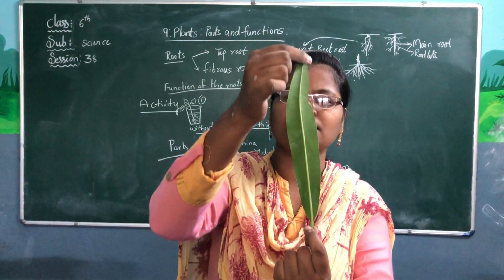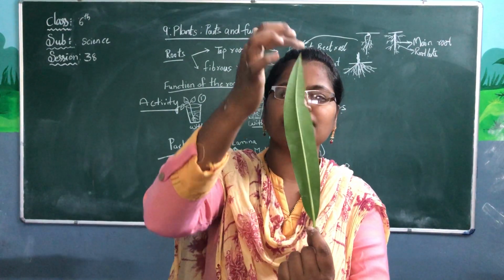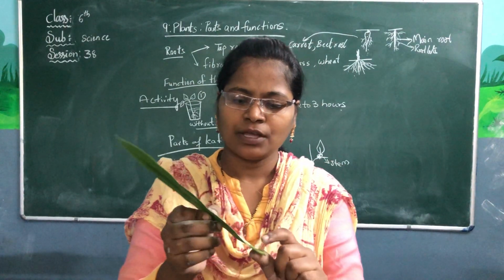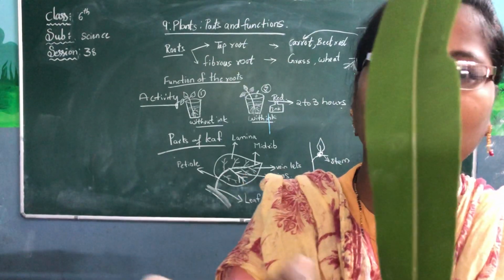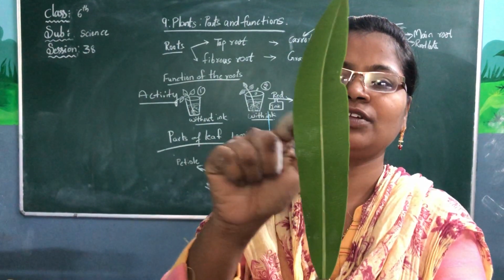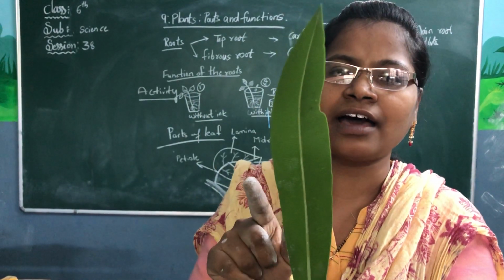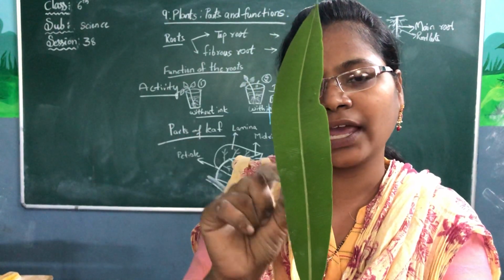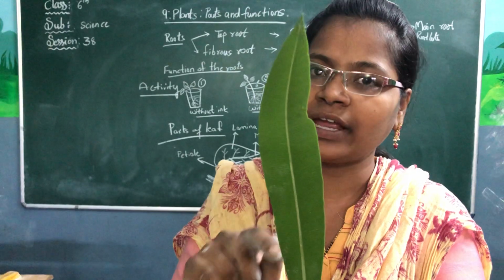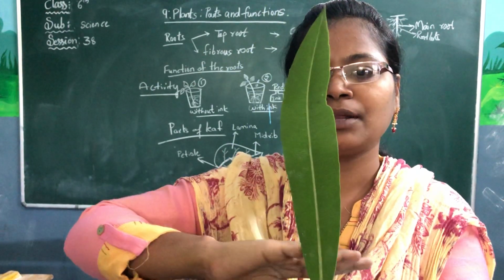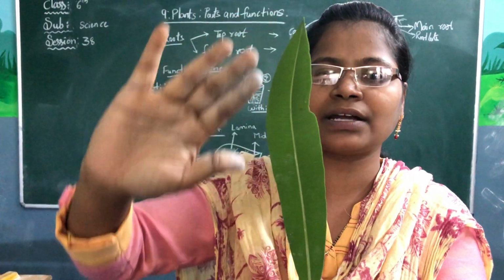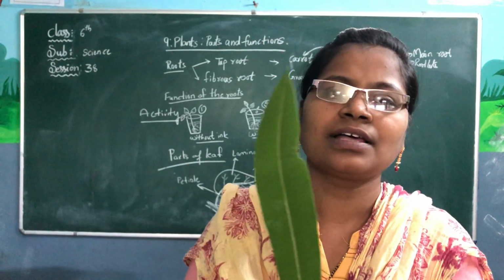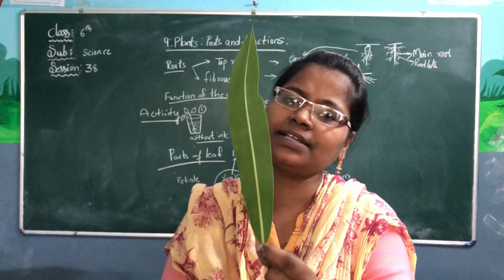This middle line is the midrib. From the midrib, you can see these lines coming out, moving like this. They are veins. From these veins, again other small lines will come. They are veinlets. And the remaining complete part, the green part, is called the lamina. This complete part is lamina.